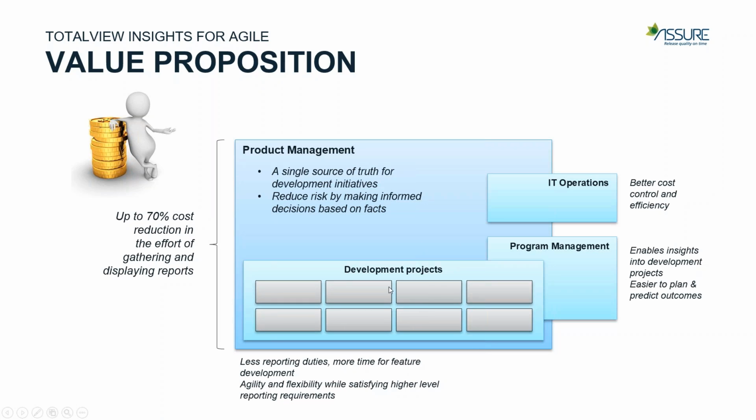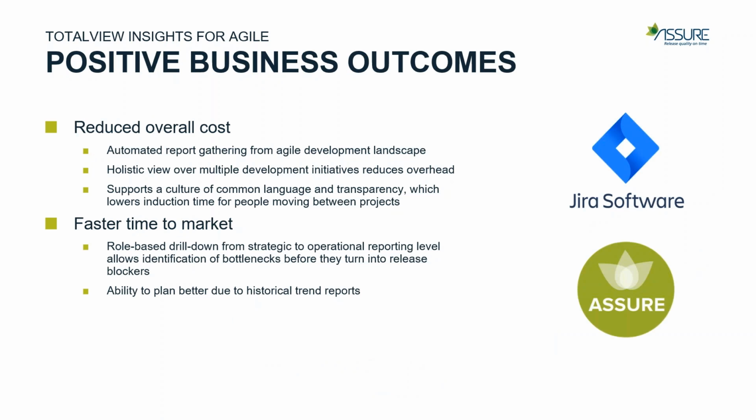Now, we don't want development projects to be bogged down by additional report collection on these kind of things. We want them to have less reporting duties and more time for feature development. We want to provide them agility and flexibility while satisfying high-level reporting requirements. So some of the positive business outcomes: reduced overall cost through automated report gathering from the agile development landscape, and a holistic view over multiple development initiatives that is reducing overhead.